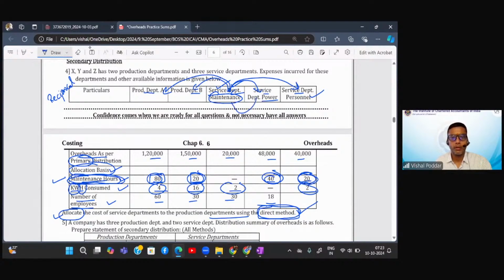Okay, my question is not that, sir. No, no, no, let me complete. Let me complete these three adjustments. First you answer me: is this a question of reciprocal category? No, no, sir. It is direct method.